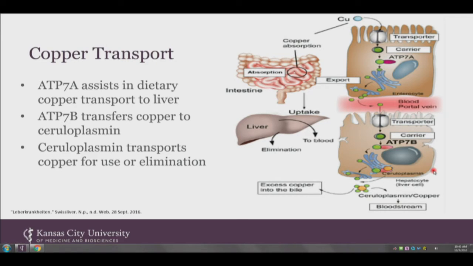finds the second enzyme, ATP7B, which will transfer copper onto another protein called ceruloplasmin. This ceruloplasmin is then either taken to the bile to be excreted from the body, or it is taken throughout the blood to perform its normal physiological function. This ceruloplasmin is necessary to transport it throughout the body, as free copper is toxic to the body.